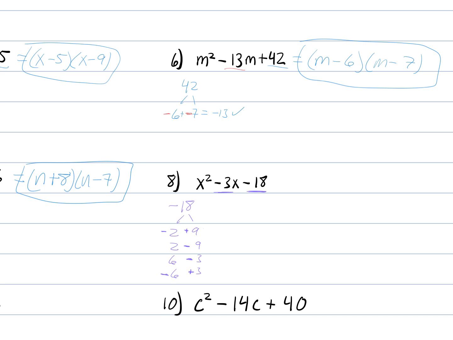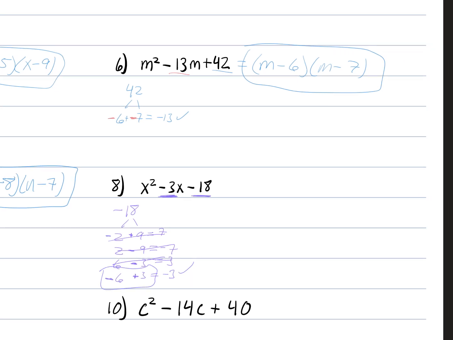So let's combine these. Negative 2 plus 9 is going to get me 7. Not what we're looking for. 2 minus 9 is going to get me a negative 7. Also not what we're looking for. We're looking for a negative 3. 6 minus 3 is going to get you a positive 3. Not what you're looking for. Negative 6 plus 3 is going to get you a negative 3. That is what we're looking for. So we're going to use these two numbers in our factors. This is going to become x minus 6 and x plus 3.